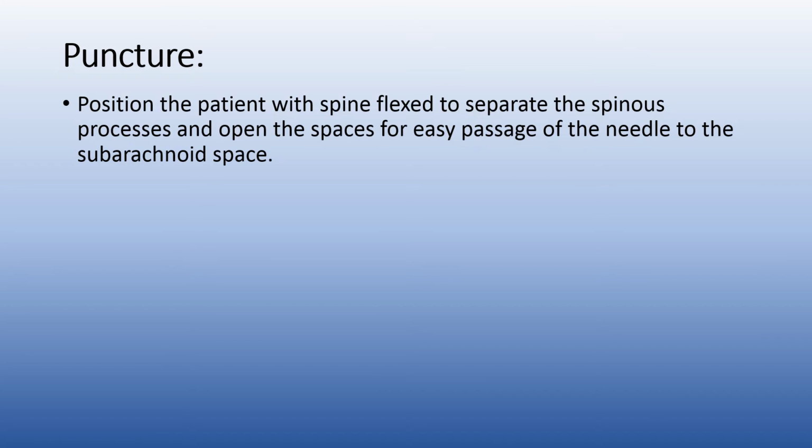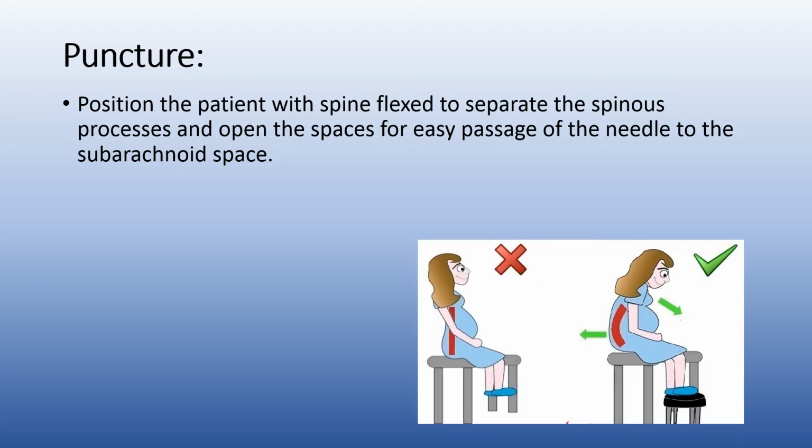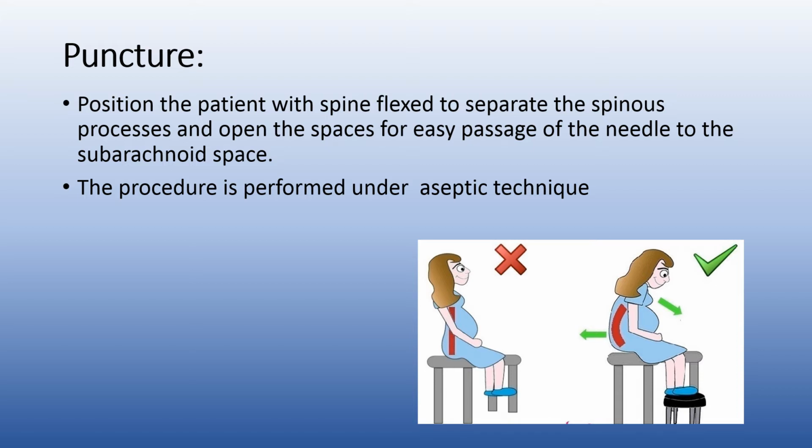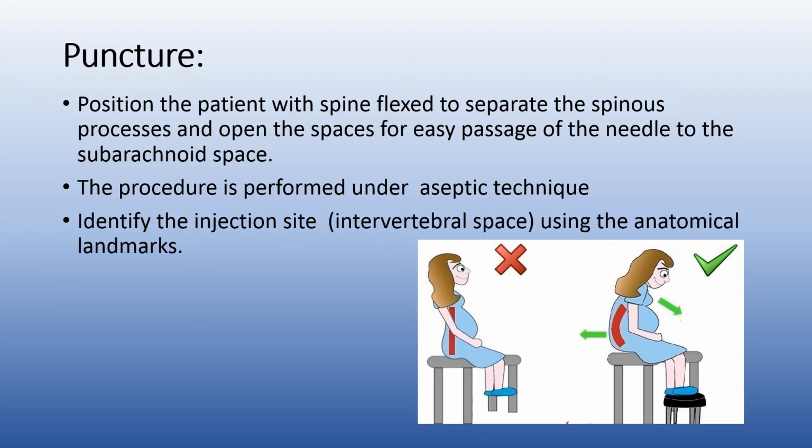Puncture. Position the patient with spine flexed to separate the spinous processes and open the spaces for easy passage of the needle to the subarachnoid space. This picture shows how we should put the patient in the right position, not upright but flexed as much as possible. The procedure is performed under aseptic technique.